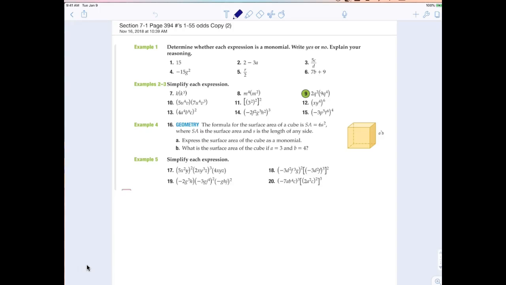All right, so briefly, number 1, monomial. Number 2 is a binomial. Number 3 is it's not a monomial. All right, number 4, monomial. Number 5, monomial. Number 6, binomial. All right? Anybody have any questions? That's how easy it is.